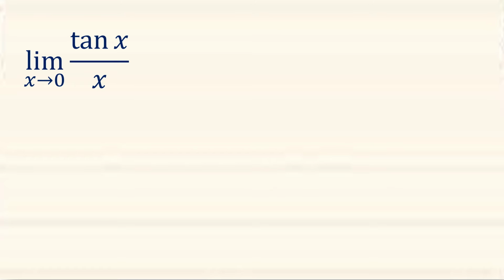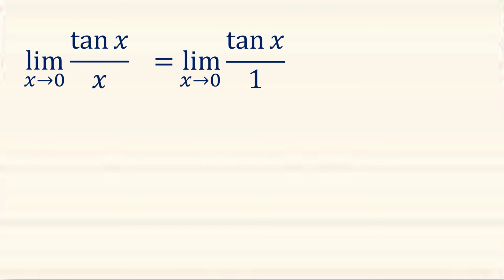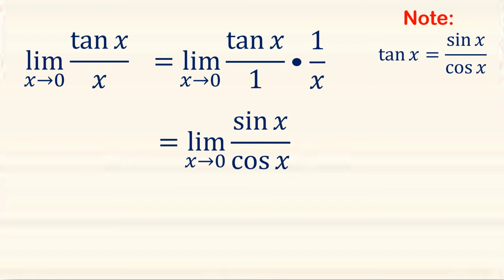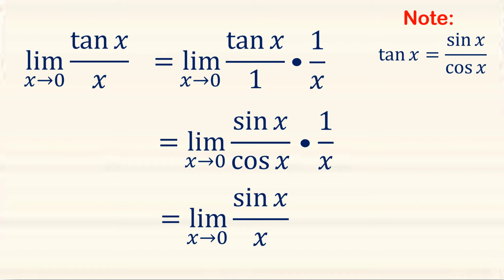Now let us have limit of tan x over x as x approaches 0. So we are going to rewrite tan x over x as limit of tan x over 1 as x approaches 0 times 1 over x. Take note that tan x is equal to sine x over cos x. So we are going to rewrite limit of tan x over 1 as limit of sine x over cosine x as x approaches 0 times 1 over x. Then we are going to have limit of sine x over x as x approaches 0, so that we have 1 in here, and we have 1 over cosine x.